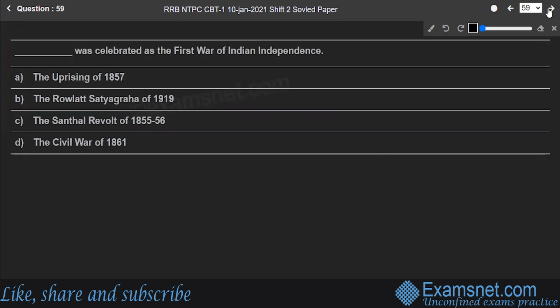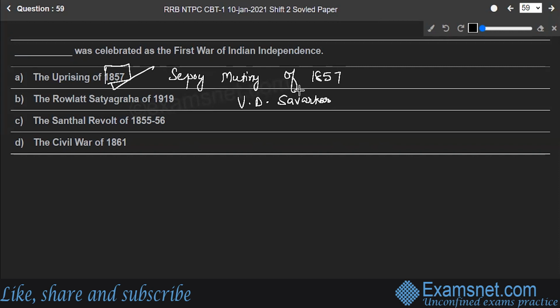Dash was celebrated as the first war of Indian independence. Uprising of 1857, Rowlatt Satyagraha of 1919, Santhal revolt of 1855-56, Civil War of 1861. Well, the correct answer to the question is uprising of 1857. The first war of Indian independence was fought in the year of 1857. It is also known as the Indian Sepoy Mutiny of 1857. It was called the first war of Indian independence by V.D. Savarkar.